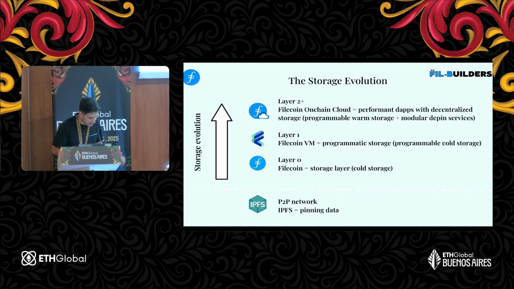Everything started with IPFS, which was the peer-to-peer network, and you could pin your data and introduce the content addressable internet. Then we wanted more cold storage, and on top of cold storage, we introduced programmable cold storage with the Filecoin Ethereum Virtual Machine. And now we are at layer 2, where you can start building programmable warm storage and also add modular DePIN services into your builds.